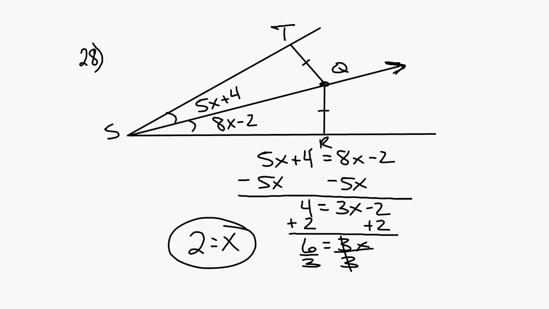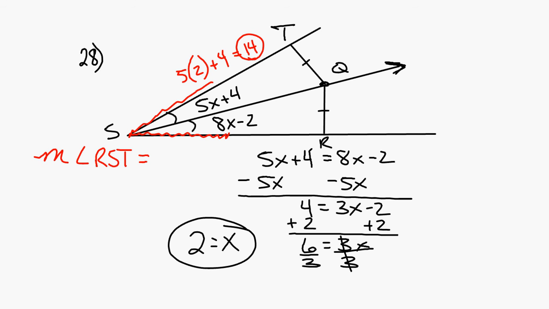But that's not what they want. They want the measure of angle RST. That's this angle. The whole angle. So if you do your 5 times 2 plus 4, 5 times 2 plus 4 is 14, right? If that one's 14, what's the other one? 14. And what's 14 plus 14? 28 degrees.